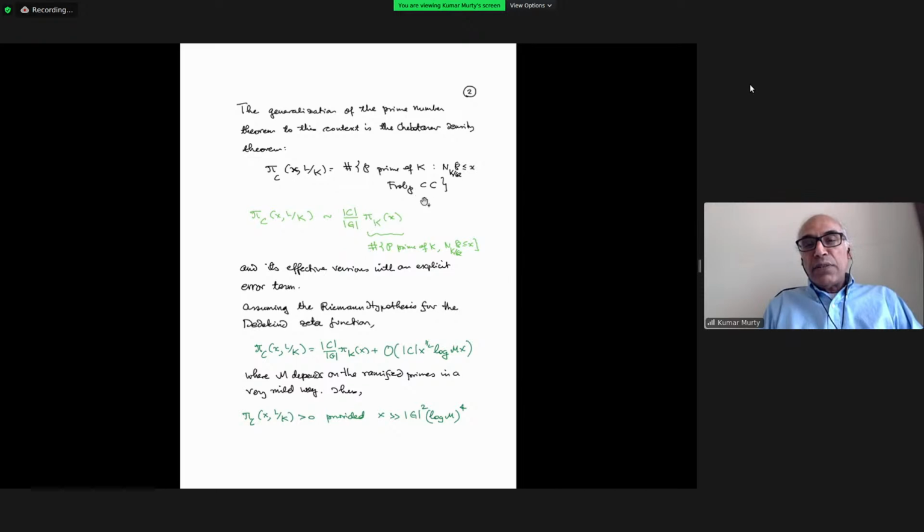So G is a finite group, so it's just distributed by a discrete measure, and so therefore pi sub C of x, L over K is asymptotic to the size of the conjugacy set divided by the size of the group times the total number of primes of norm less than or equal to x.